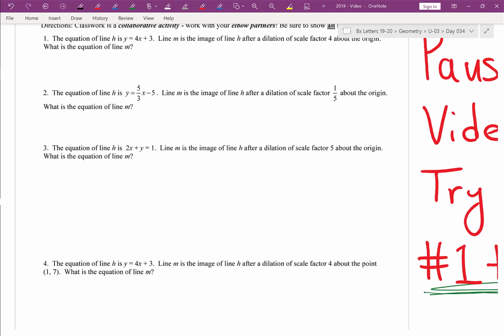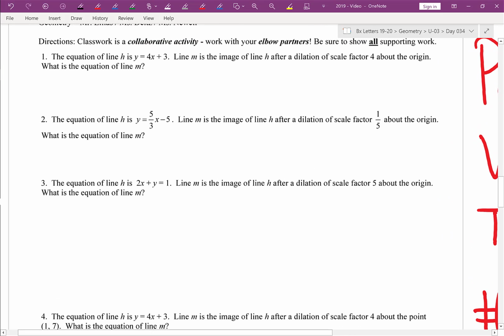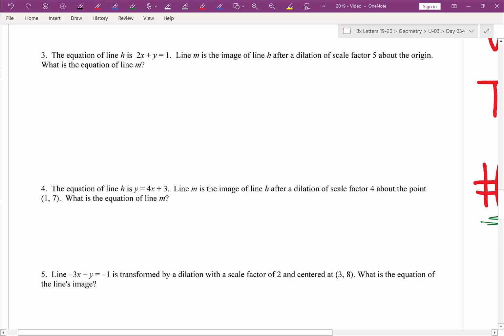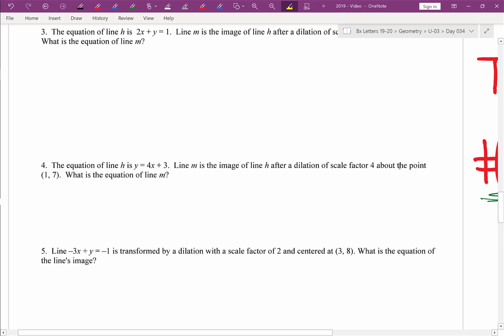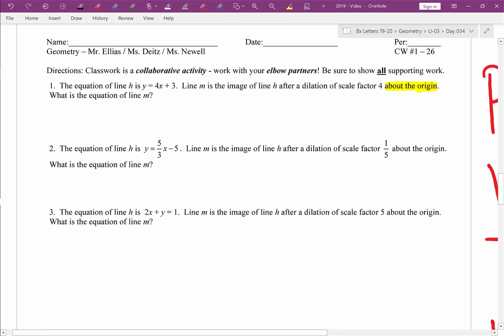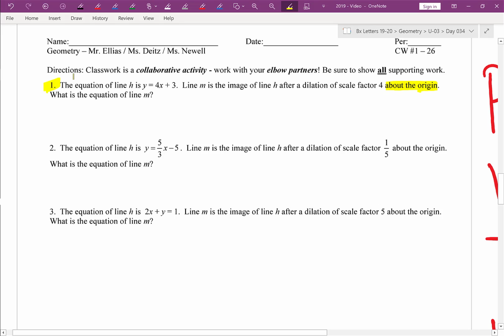Okay, so in here we're going to do just 2 problems, I guess. We'll do a problem where the dilation is about the origin, and we'll do a problem where the dilation is about some other random point. So we'll do number 4 and number 1. When you're doing these dilations, you want to annotate. You want to know which rule it is.